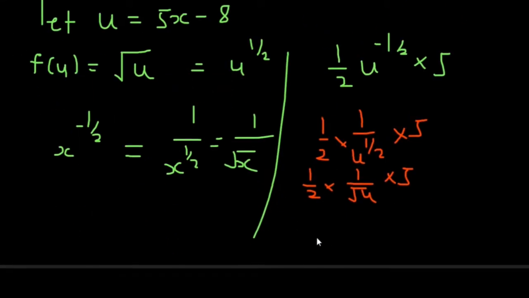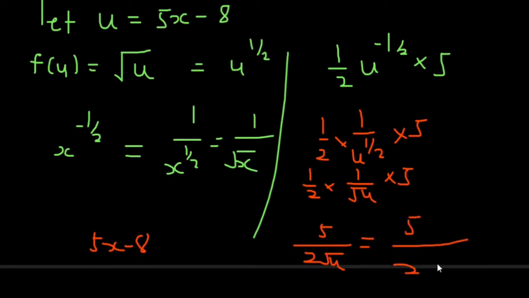This will now give me 5 over 2 times the square root of u, because 5 will multiply 1 and then we still get 5 all over 2 times the root of u, which is 2 root u. Now we know that the value of u equals 5x minus 8, so you can put in the value of u. Then you have 5 over 2 square root of 5x minus 8. So this will be our answer at the end.